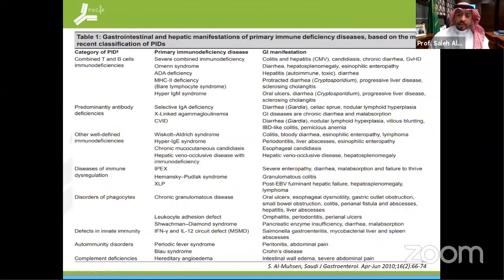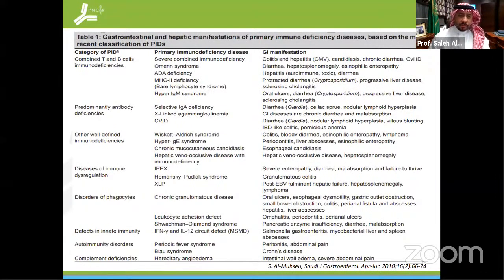This table, although it's busy, summarizes the different types of GI and hepatic manifestations among different groups of primary immune deficiency. If you allow me, I might spend a few minutes describing it, because that might pave the way and make the rest of the presentation easier to summarize. For junior trainees and junior attendees from the audience, I would recommend that you look at this table and share this presentation with you. This really can summarize most of the manifestations that we see in patients with primary immune deficiency.